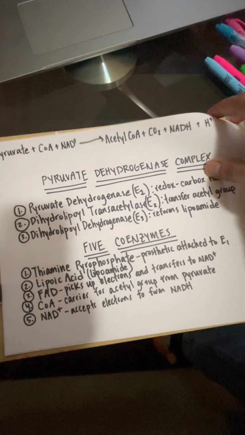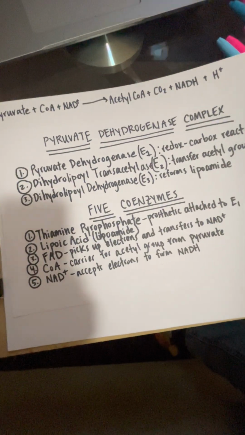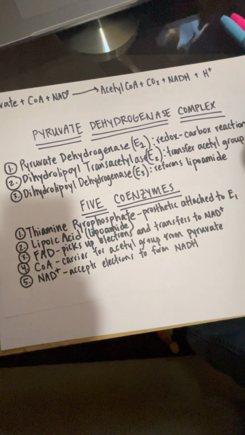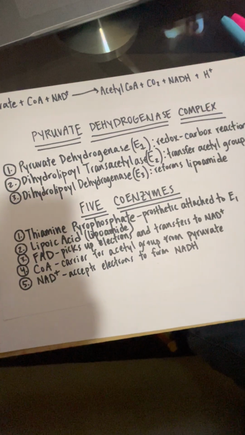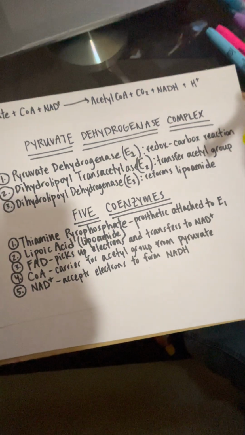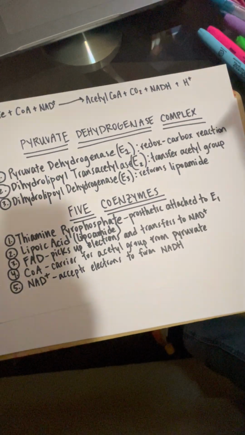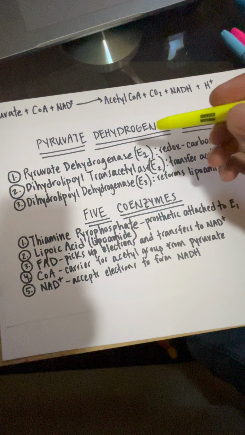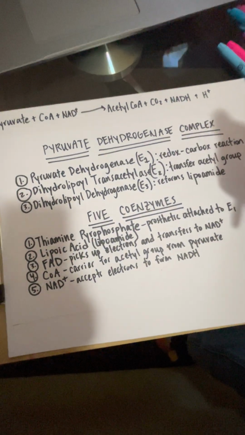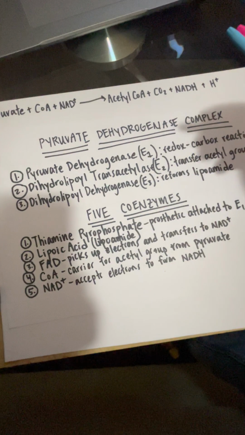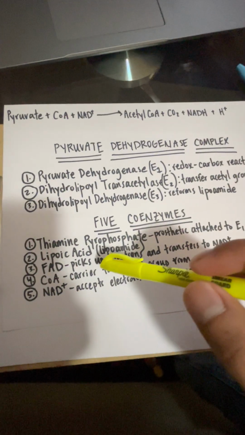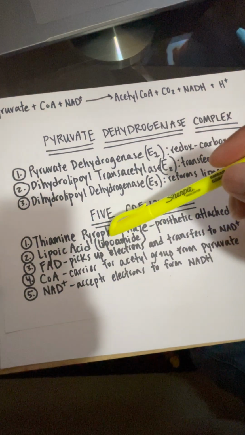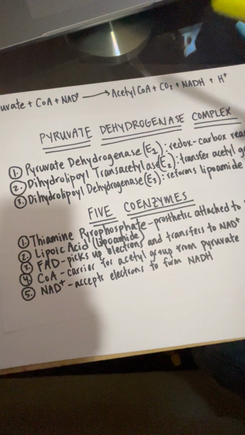So now that we've gone over some of these enzymes, let's discuss the 5 coenzymes that take part in this entire process. So we have thiamine pyrophosphate, or TPP, and this is a prosthetic group that's attached to this first enzyme here. And so with the combination of these two, that gets the first couple of steps going in the process. Next is our lipoic acid, or a derivative of that, which is lipoamide, which is used for this process.